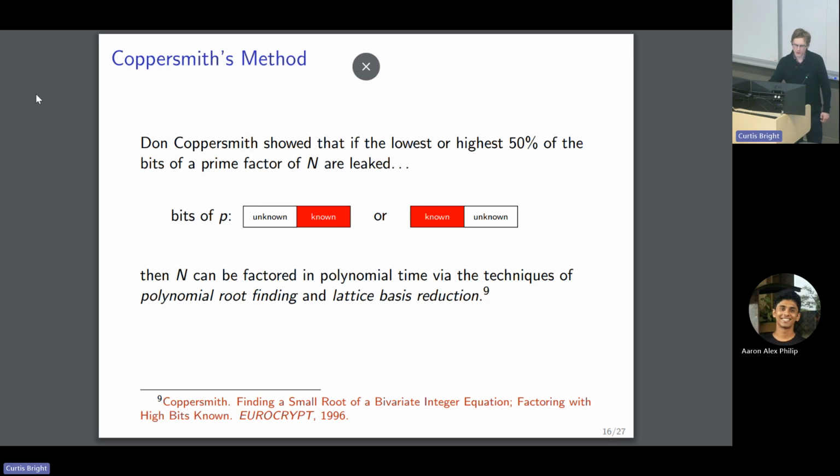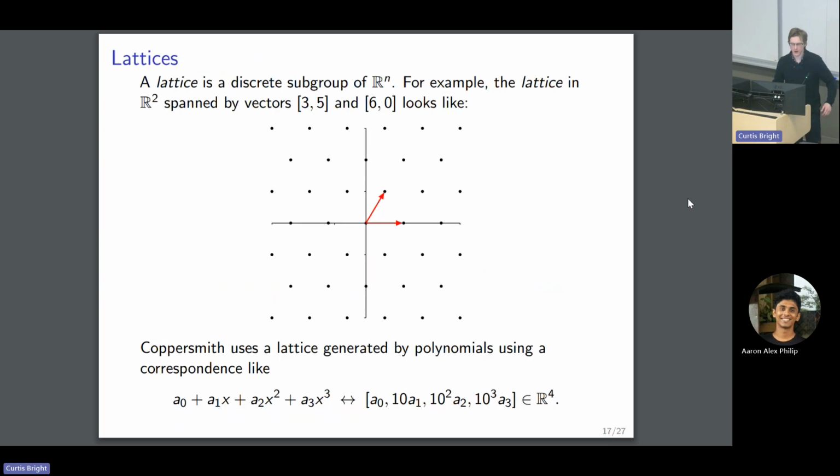If you have one of these two cases, where you know the lowest half of the bits of P, or you know the highest half of the bits of P, then in one of these two cases you can derive the unknown bits in polynomial time. So we know half the low bits of P or half the high bits of P. The other half can be found. And the way Coppersmith does this is by two algebraic techniques known as polynomial root finding and lattice basis reduction. These are both things that you'll study in an algebra course. Let me just go over briefly what these are.